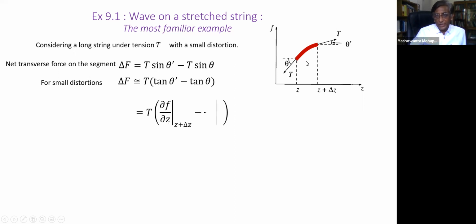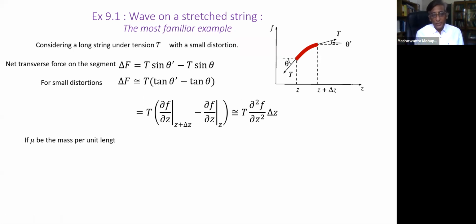So del f by del z at z plus delta z tan theta prime minus del f by del z at z. And that I can approximate, because this is already a first order differential. This first order differential, small differential over delta z, that is second order. So second order del square f by del z squared delta z into t. So that is the delta f in the transverse direction. Now that is in terms of the shape of the distortion.